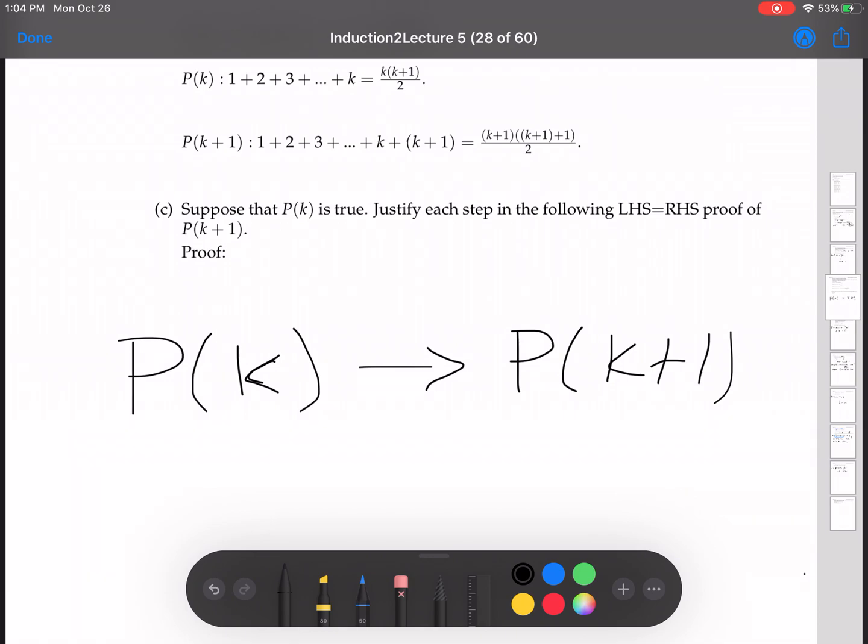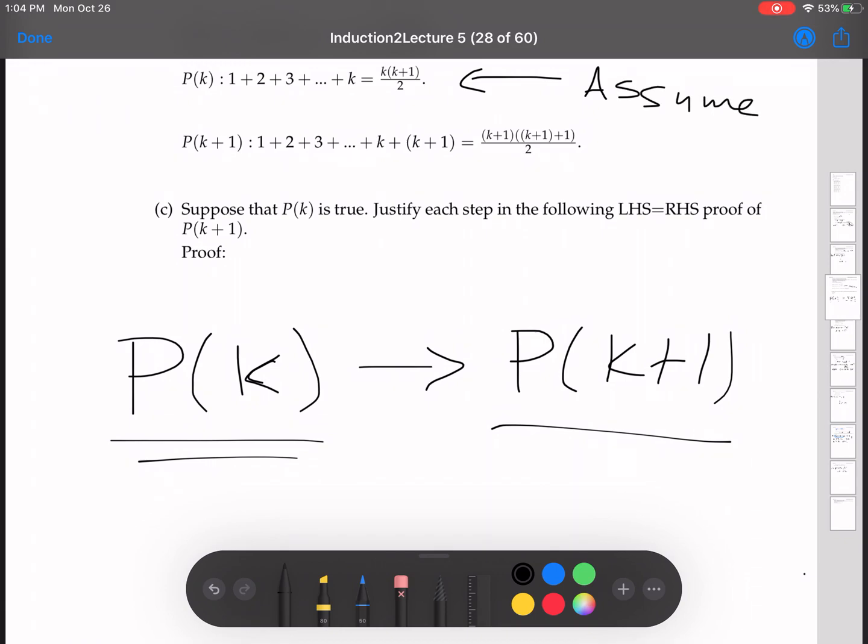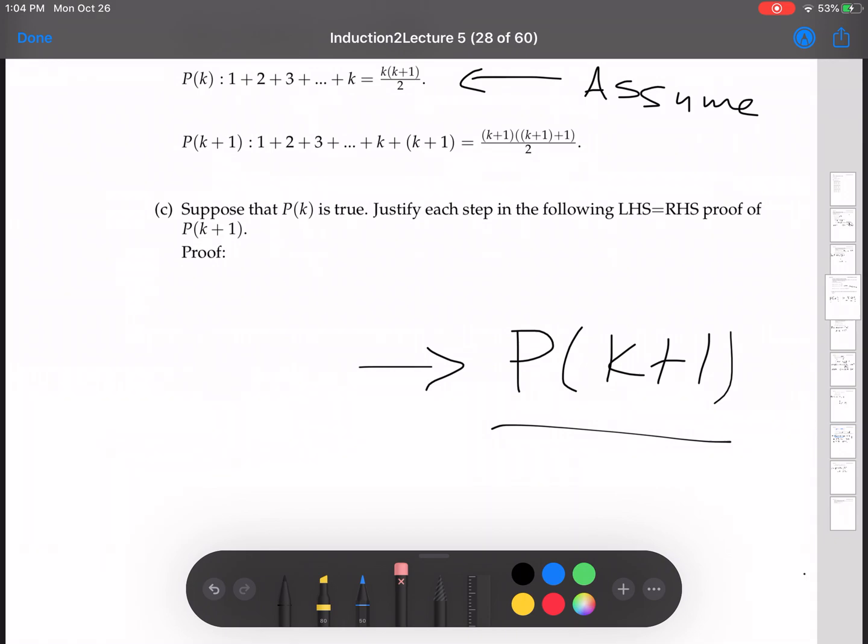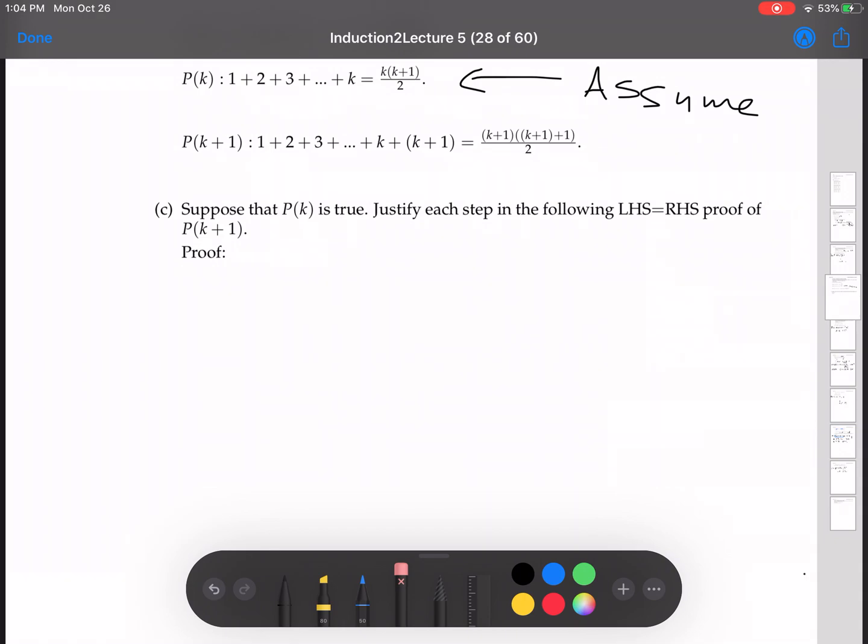Now remember, how do you prove an if-then statement? You assume this and show this, right? So this is our assumption here. We get to assume this is true. And we want to show this statement here.